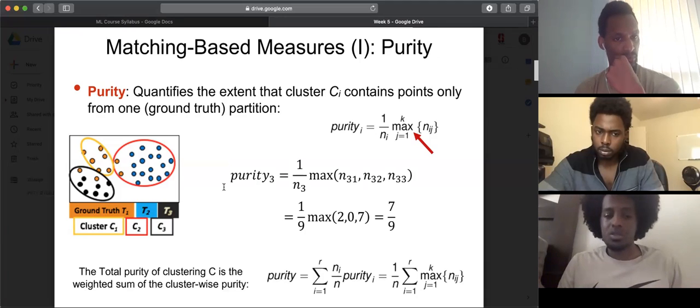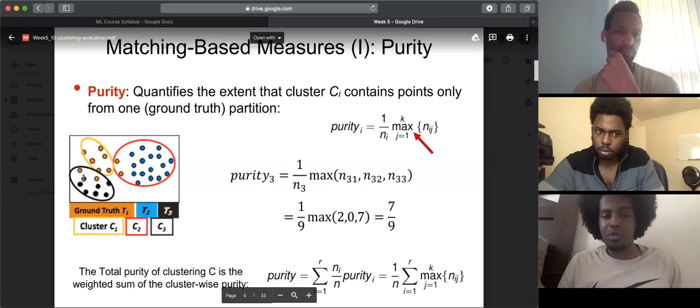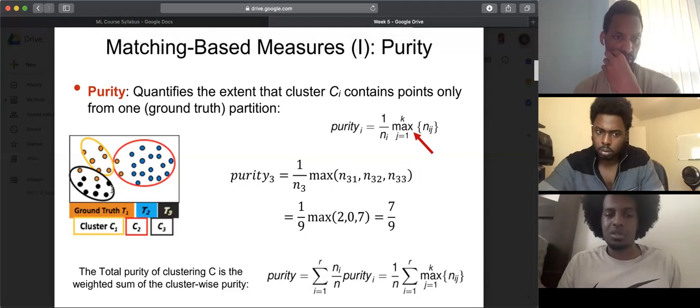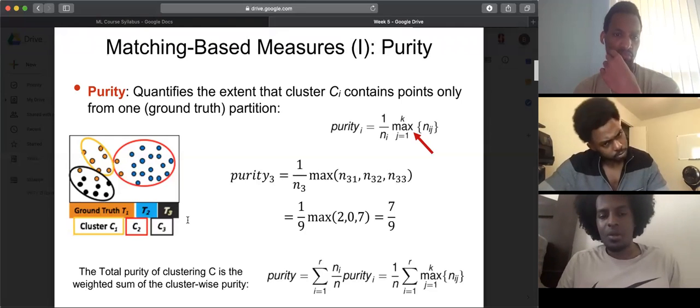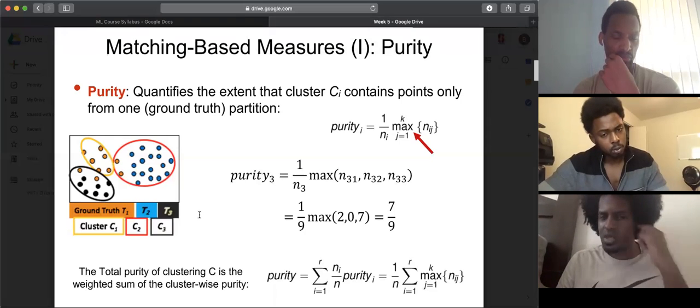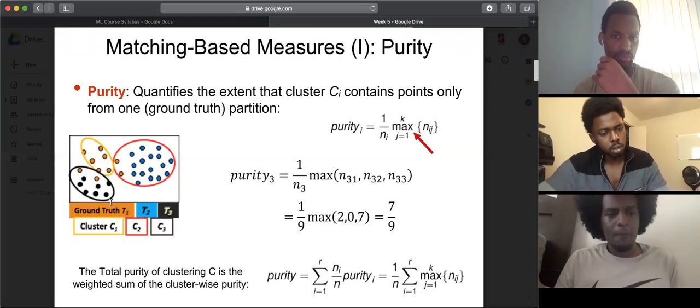And my clusters are my predictions. I've predicted that there are 7 of my data points out of the 9 that should have been labeled black. So there are 7 out of 9. Do you see how that's happening? Wait, don't you have that flipped? Isn't ground truth colored black? No.